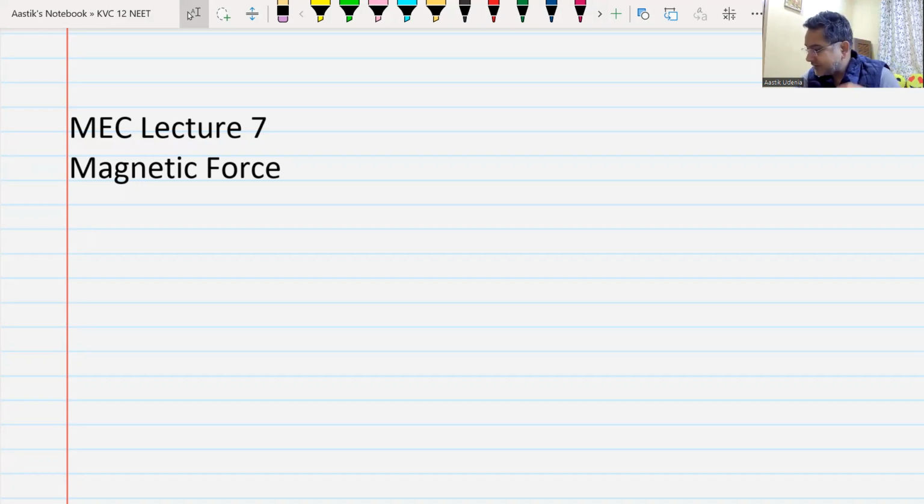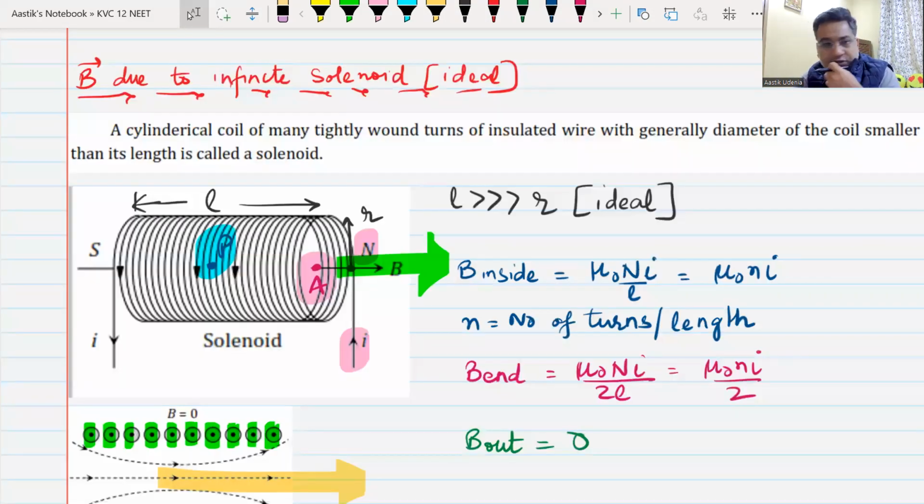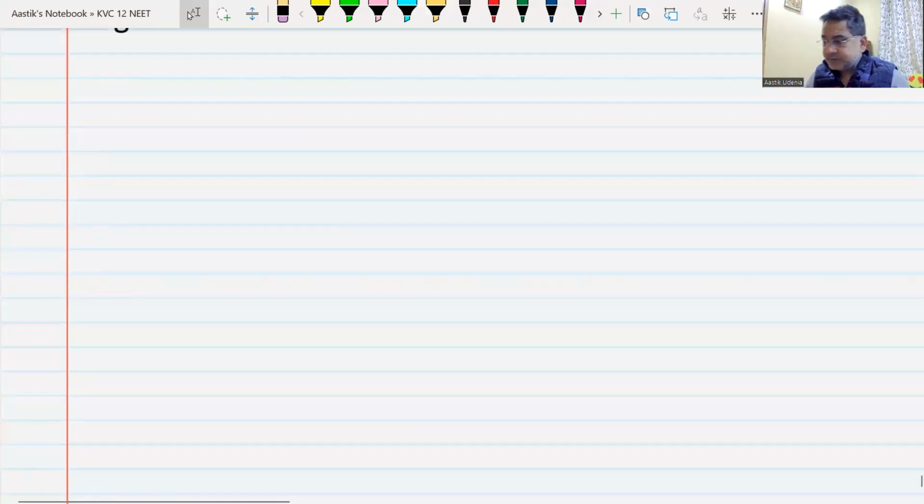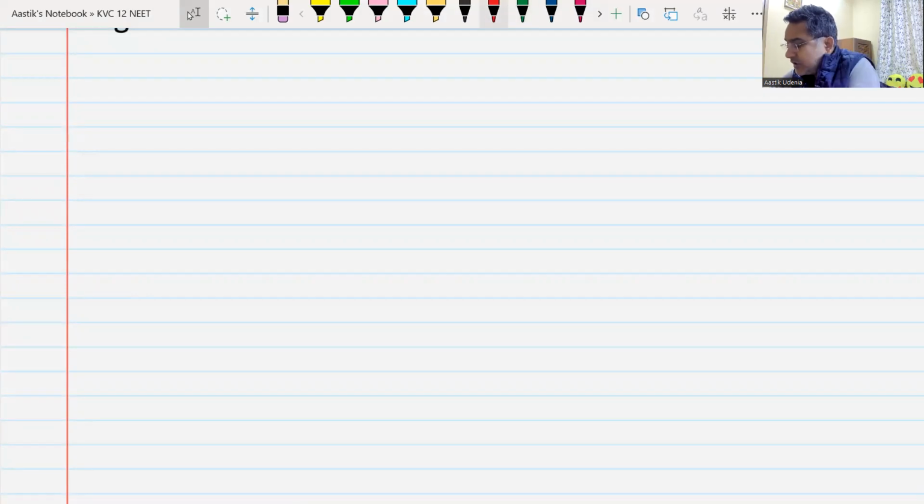In the previous lecture we had seen the Ampere's law and we had found out the magnetic field due to an infinite solenoid and toroid, and we had seen some questions based on them. In today's class, we will move ahead and talk about force on a moving charge.